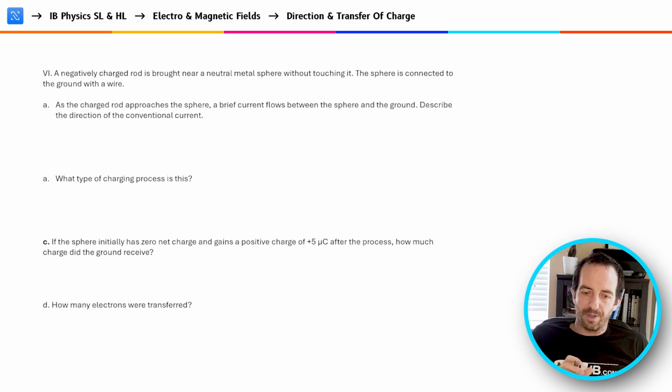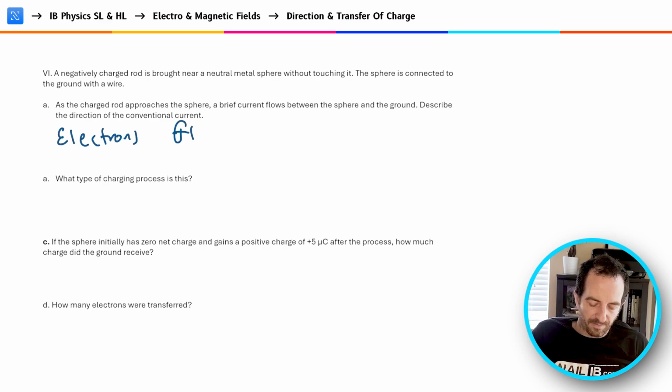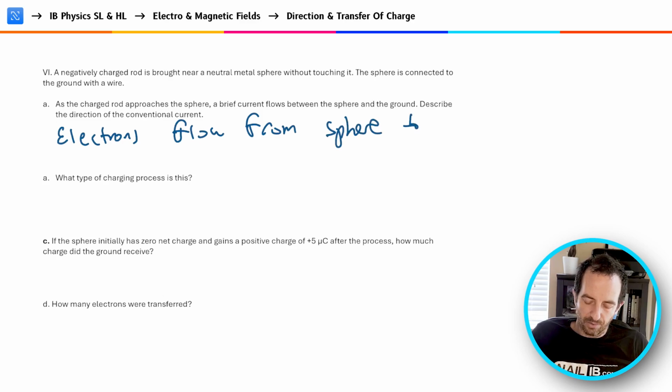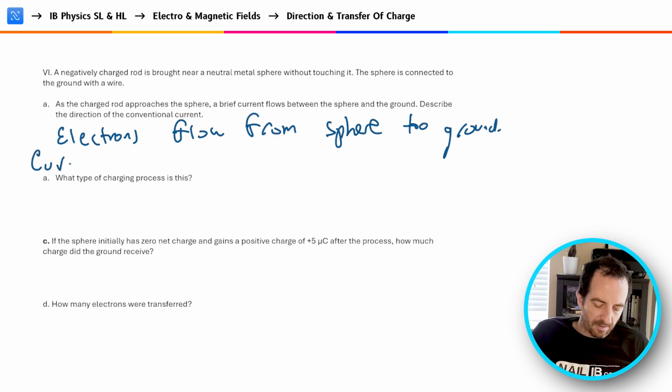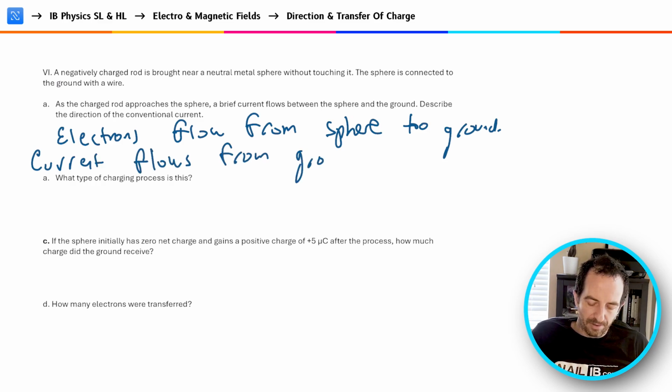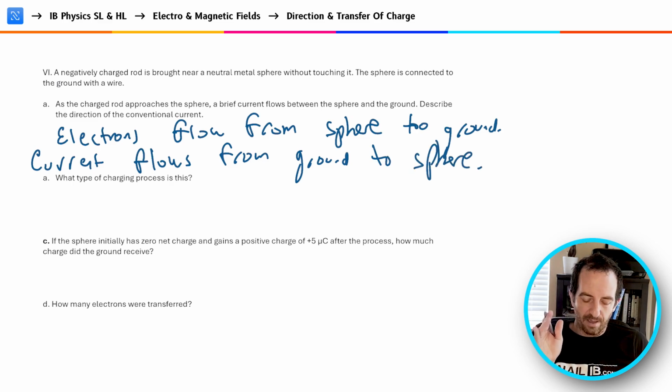The electrons flow from the sphere to the ground, and the current flows in the opposite direction. So current, by convention, flows from ground to sphere in this case, right? Opposite direction of the electron movement. What type of charging process is this? We know it's induction.